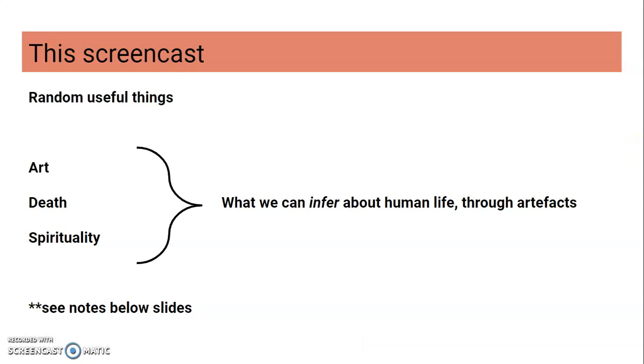Hi everyone. The focus of this screencast is going to be on some extra aspects of cultural evolution, namely art, death, and spirituality, and more specifically, what these things can tell us about what was going on at that time. So, what society looked like, what was happening with the development of the brain, as inferred by the artifacts that we find representative of art, death, and spirituality.